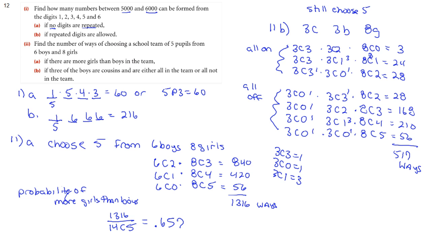And once again, if it was a probability question and they wanted to know the probability of the cousins being all on or all off, I would take 517 and divide it by 14 choose 5. All right, but again, they didn't really ask that. I'm just throwing that in.